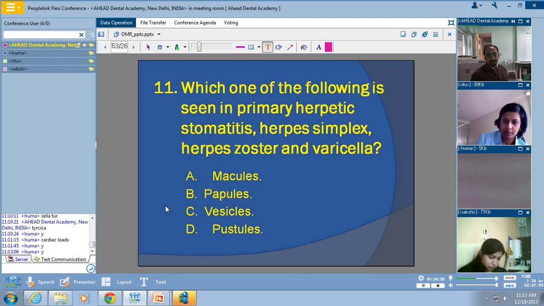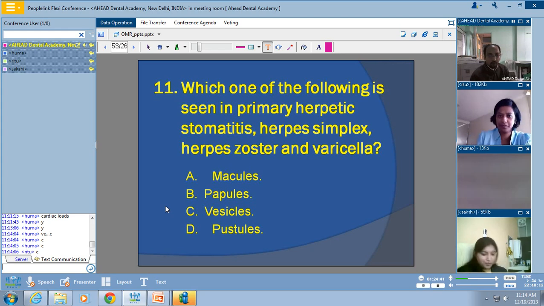What do you think? You can just think of this. Either macule or papule or vesicles or pustules. Correct. It is vesicles. It is vesicles. So vesicles are generally seen in viral infections.